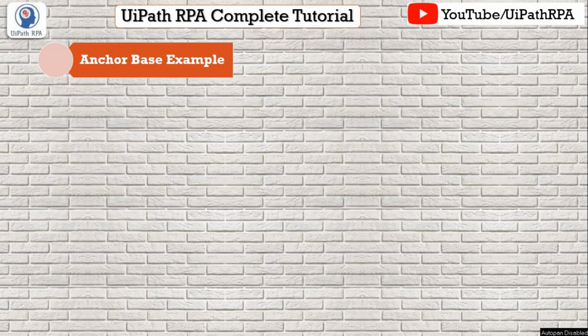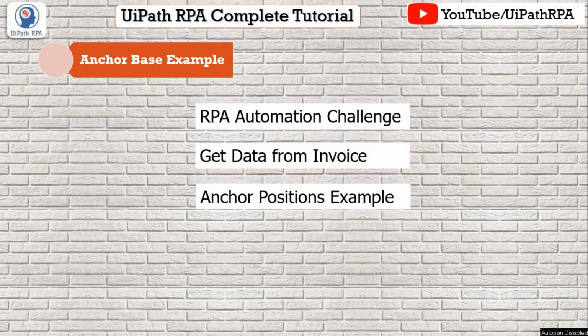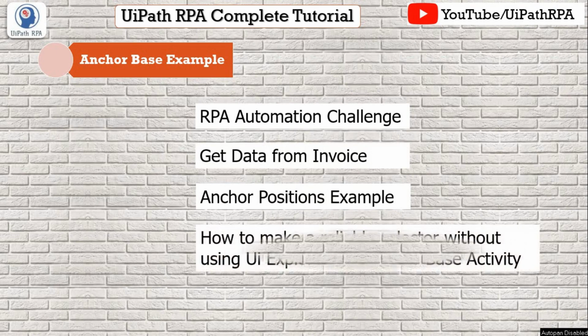Now we'll see the anchor base examples. First we'll see the RPA automation challenge, and second we'll get the data from the invoice, and then we'll see an anchor position example. We'll see all these examples and how they work, and last we'll see how to make a reliable selector without using UI Explorer and anchor base activity.